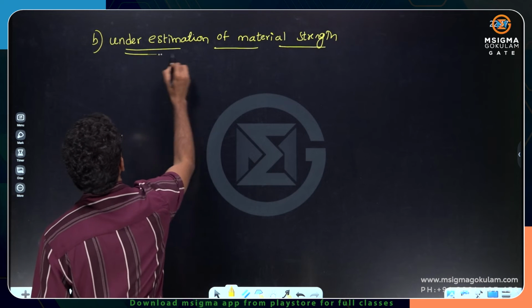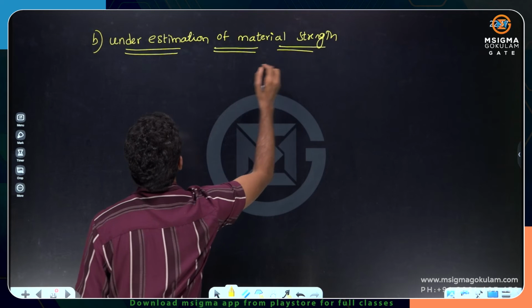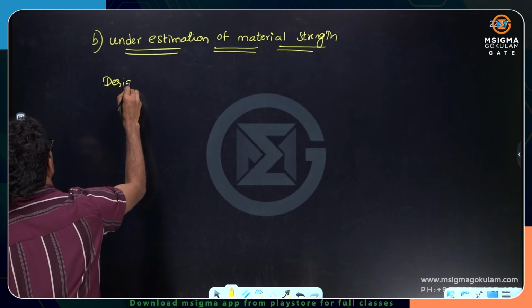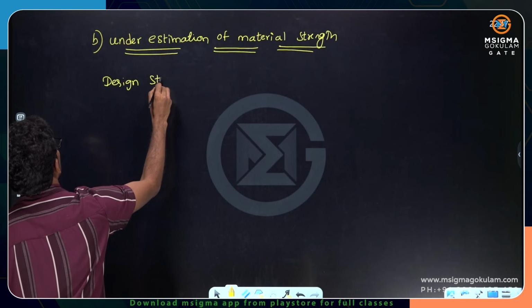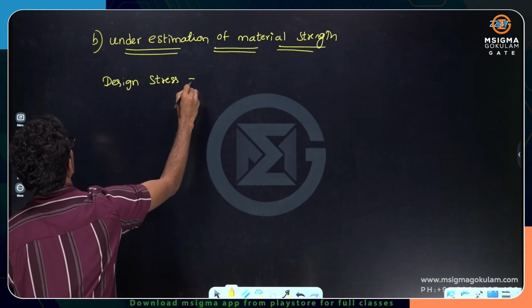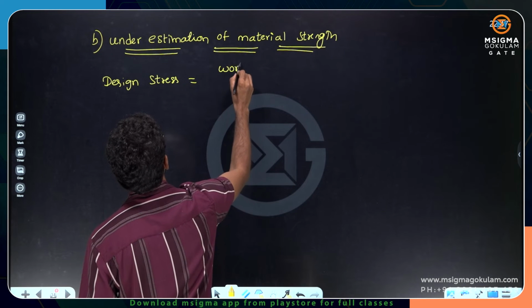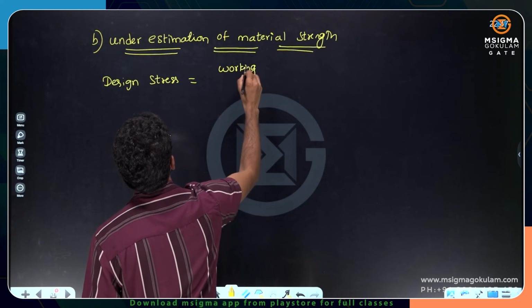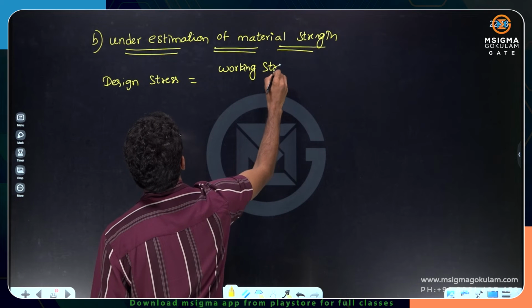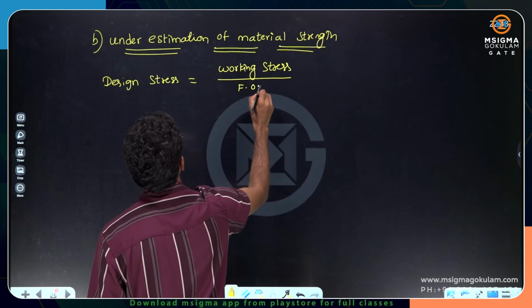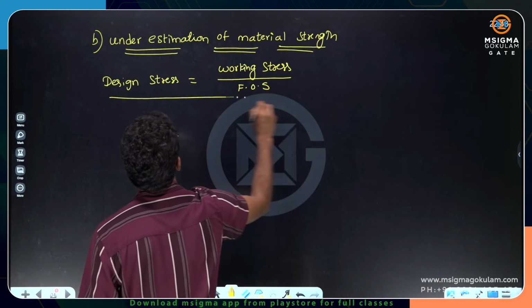So material strength needs to be underestimated. That's why there is a term called design stress. How would you get design stress? Very simple. When I want to get design stress, the working stress divided by the factor of safety will give you the design stress.